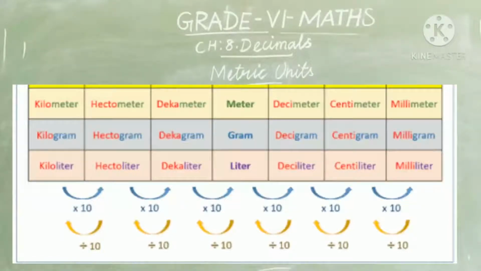How many units you skip, that many zeros you include. That means centimeter to meter. How many units do you skip? 2 units. That means 100. So from centimeter to meter, we have to divide by 100.